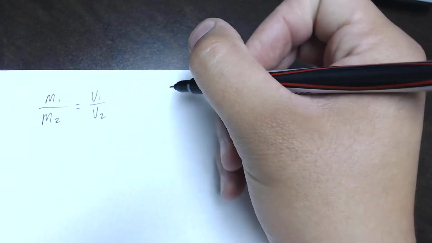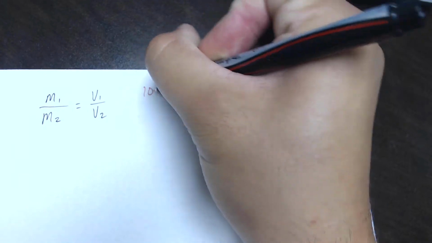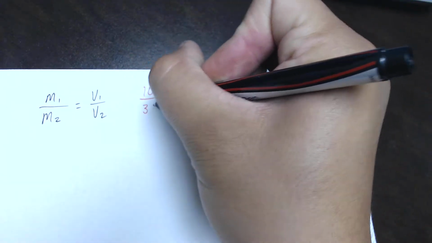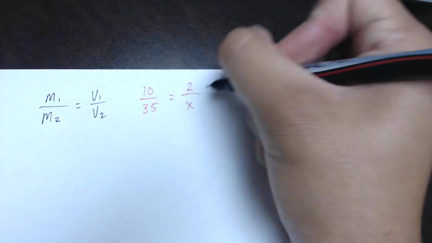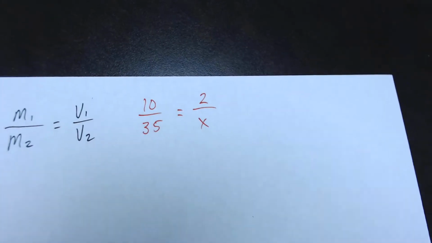So again, mass 1 is 10 kilograms. So substituting for mass 1, I have 10 kilograms. Mass 2 is 35. And then volume 1 we know is 2 liters, and volume 2 we do not know. So we can go ahead and cross multiply to solve here.